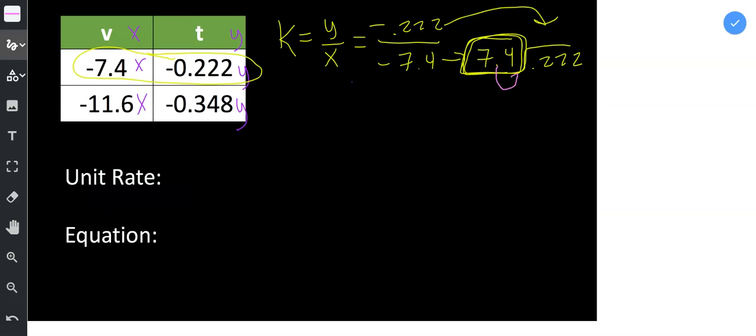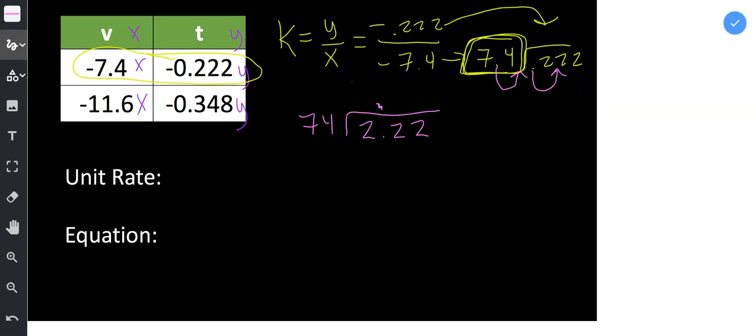So this decimal needs to move one time to the right. So I move this decimal on the inside over to the right one time as well. So on the outside, we end up with 74. And then on the inside, we end up with 2.22. And I bring that decimal up to the top.